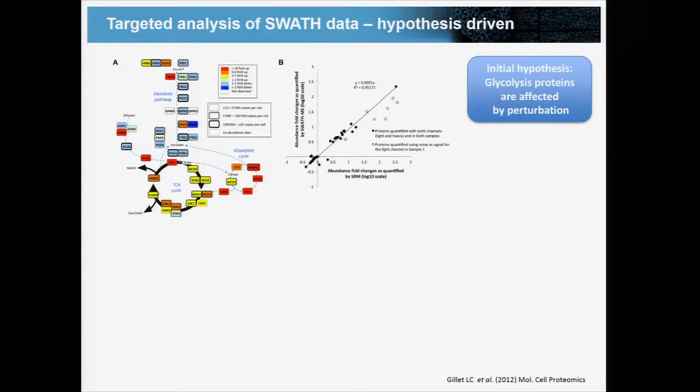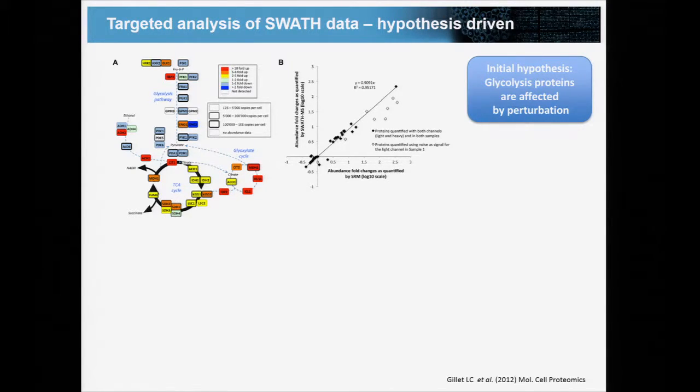Okay, so let's look at the yeast one first. So this was the first paper, and actually this particular project had been studied by SRM before and also published with respect to SRM. So what they did was pick 30 or so proteins which are in the glycolysis pathway, and checked how their regulation changed with respect to this particular perturbation.